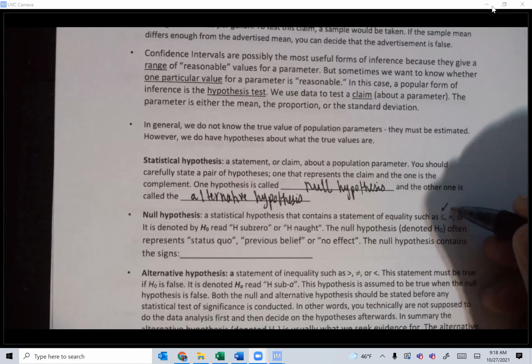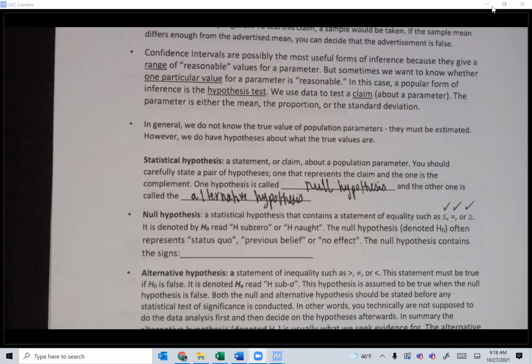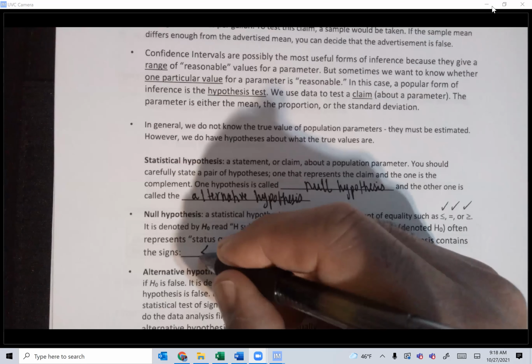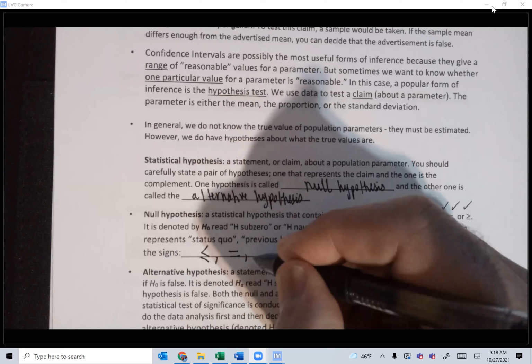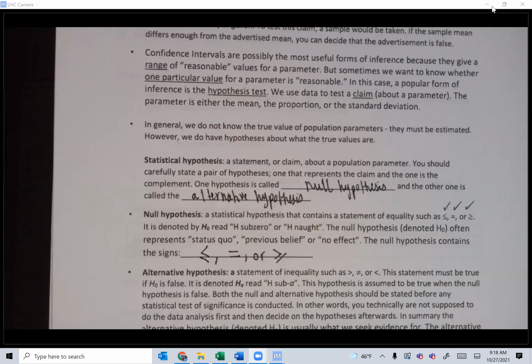The null hypothesis often represents the status quo. That's the previous belief, what we believe to be true, and we're trying probably to see whether it's still true or not true anymore. Previous belief. The null hypothesis contains the signs, so let me just put it again. This, that, or that one. All right.